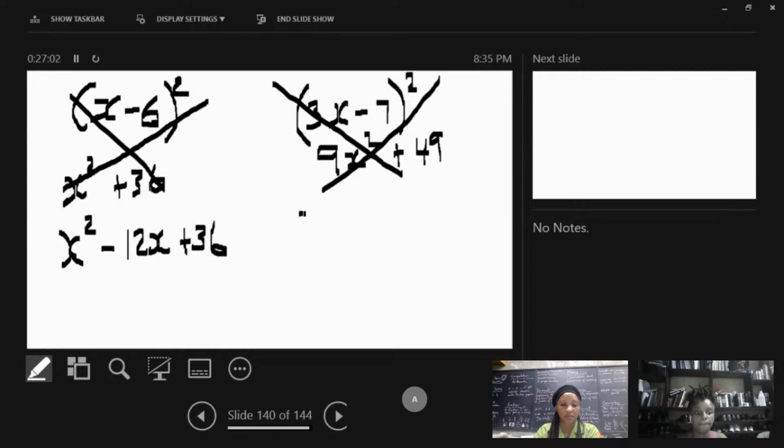It would be 9x squared minus 42x plus 49. Sorry, 3 times 7 is 21, times 2 is 42x. Okay, 9x squared minus 42x plus 49. All right. Very good. So you guys get the hang of it.